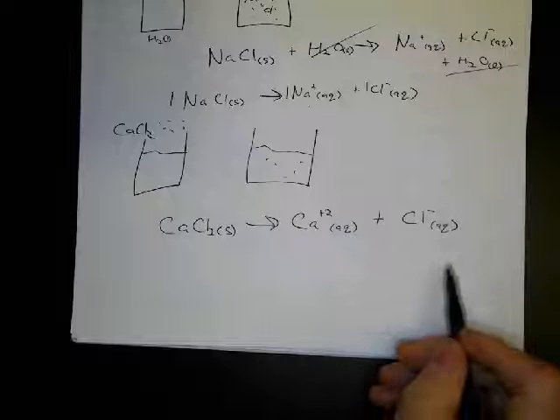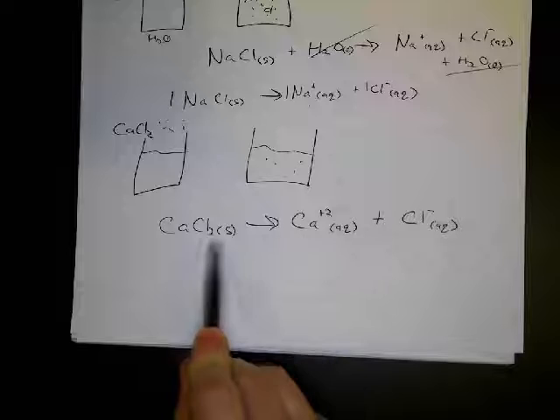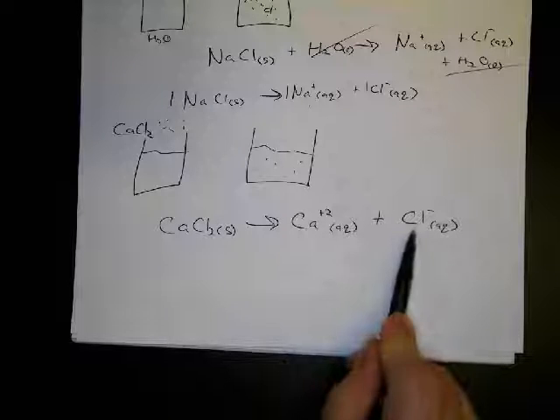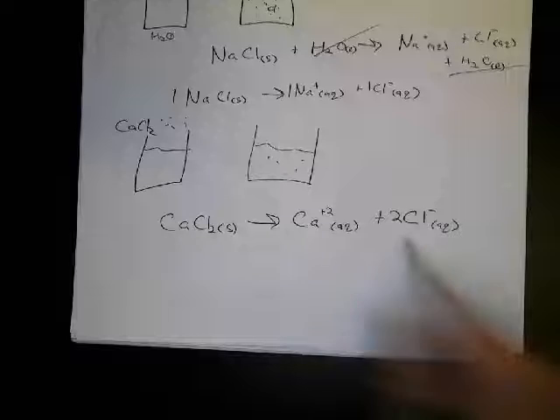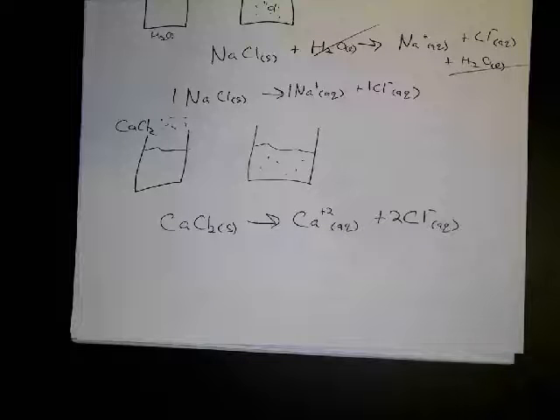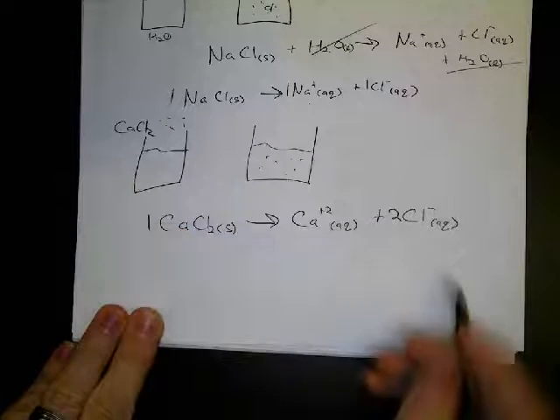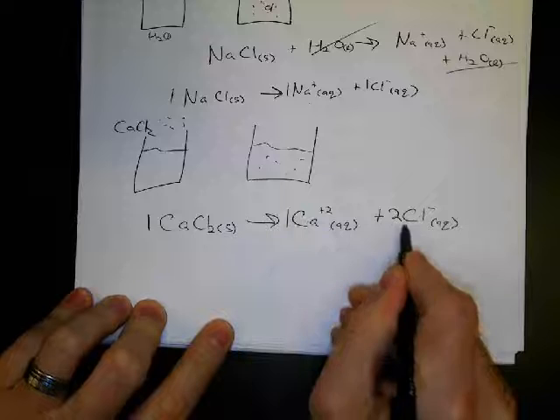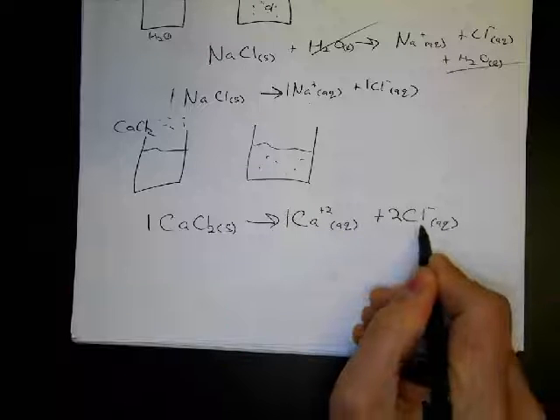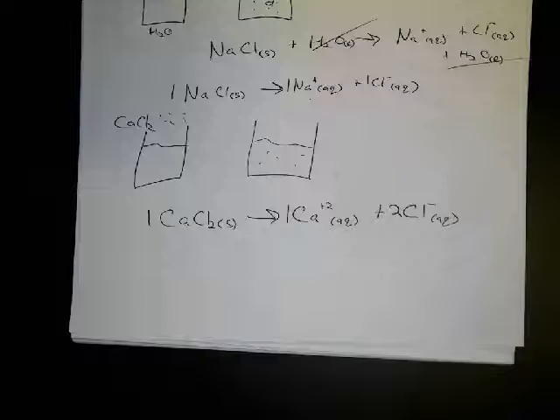The difference is that when I go to balance this, it's no longer balanced. It does have 1 calcium and 1 calcium, but it has 2 chlorides here and only 1 here. So I would actually have to put a 2 out front to balance this equation, this net ionic equation. So what does this tell me? If I were to dump 1 mole of calcium chloride into my water, I would get 1 mole of calcium ions, but I would get 2 moles of chloride ions because there's twice as much chlorine as there is calcium.